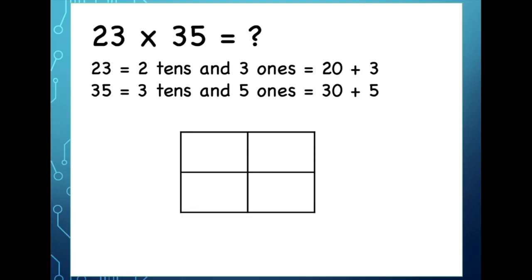Now let's look at the 35. We have 3 tens and 5 ones, which is 30 plus 5. Let's arrange these numbers around the box.